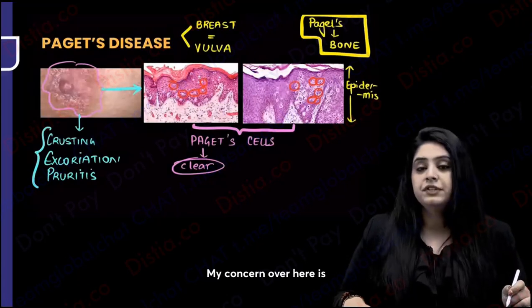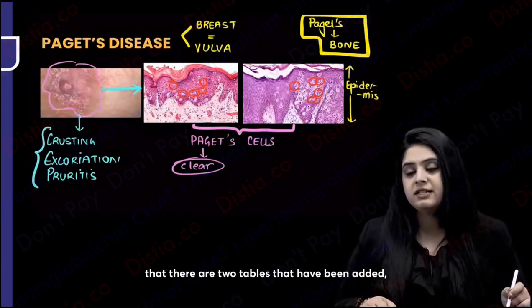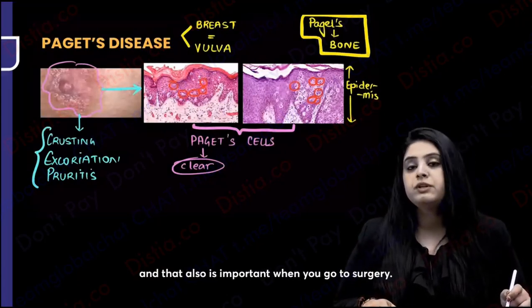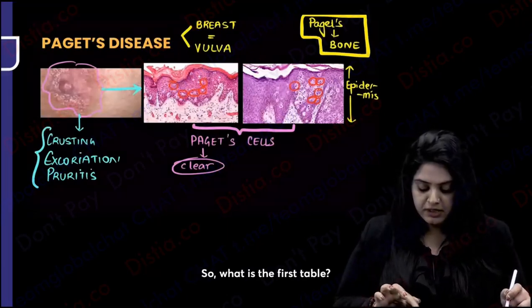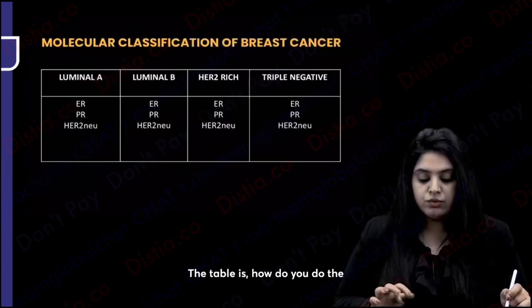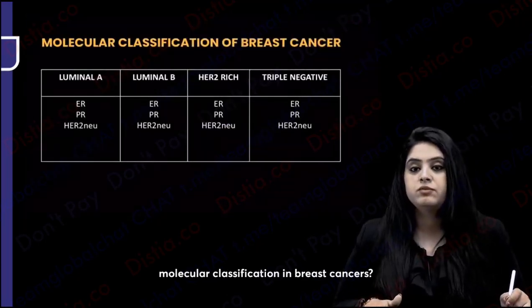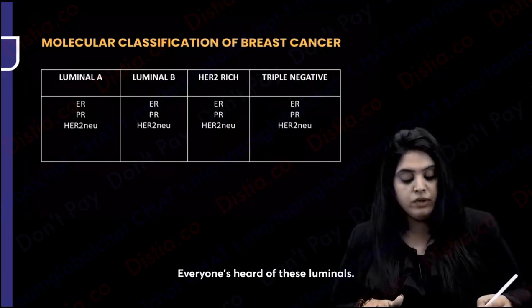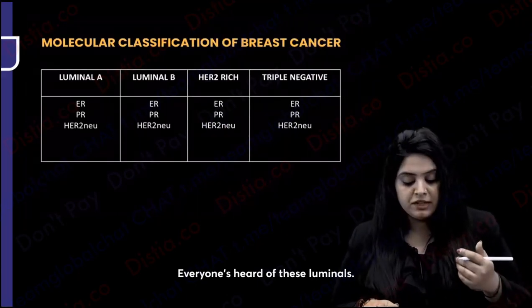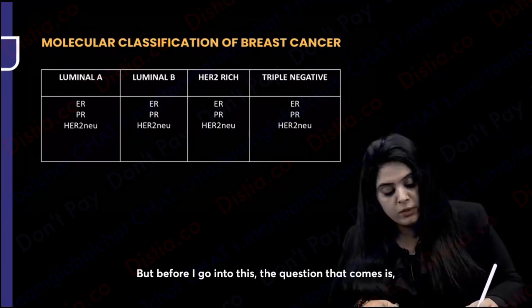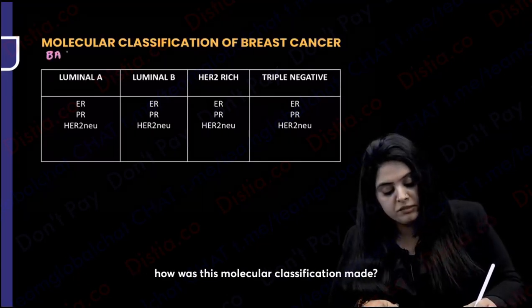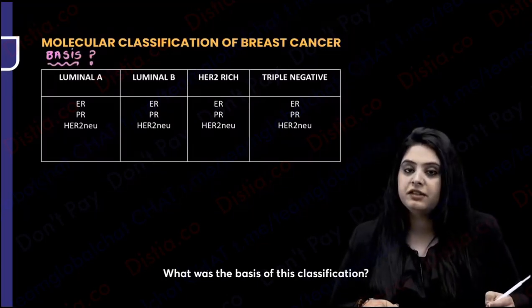My concern over here is that there are two tables that have been added, and that also is important when you go to surgery. So what is the first table? The table is how you do the molecular classification in breast cancers. Everyone's heard of these luminals, but before I go into this, the question is, how was this molecular classification made? What was the basis of this classification?